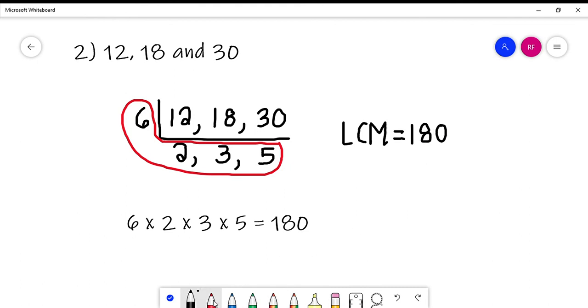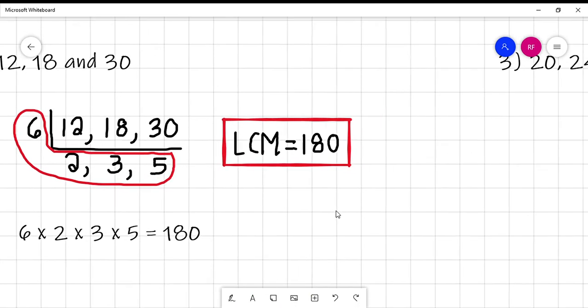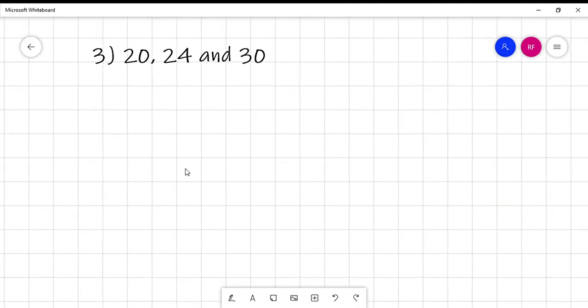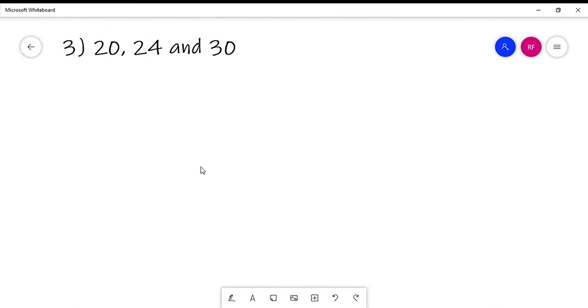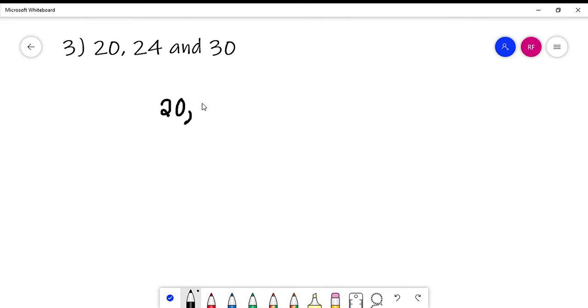All right. So here is our answer. Okay, I hope you get it so far. Now, let us have the third example. So here we have 20, 24, and 30. So let us do the same. Let us write these numbers first.